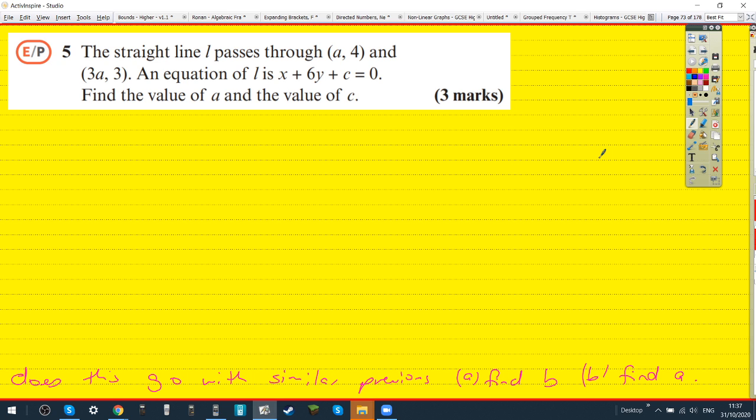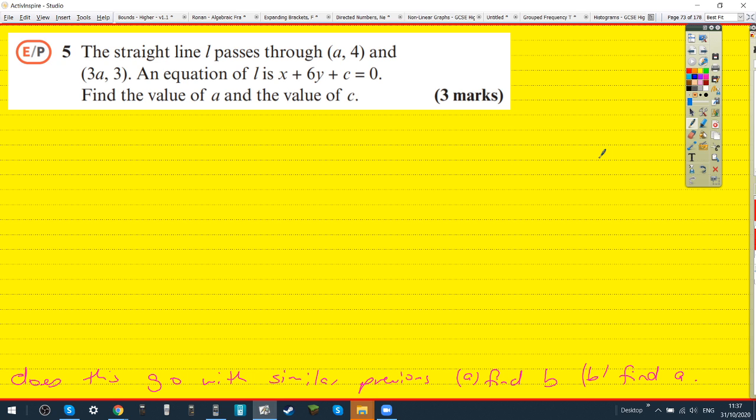A straight line L passes through these 2 points. This is the equation of L. Find a and c. Yeah, so I think you could find the gradient if you wanted. That's one way to go about it. Okay. So should I sub in A(4, 3) first or no? Yeah, go on, sub it in.